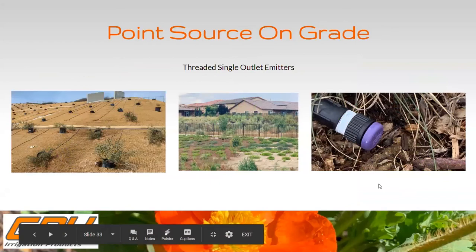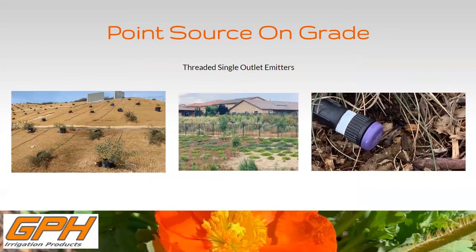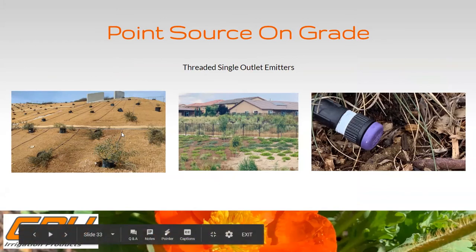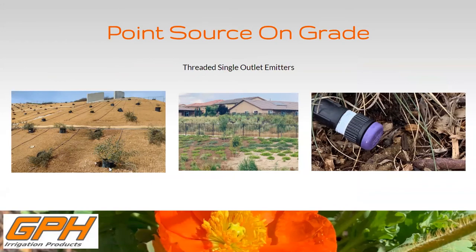This is a different example of point source on grade. This is using a threaded emitter, basically a 1/2 inch thread, on grade. This is a UVR lateral coming with a flex riser down to the plant. It's all on grade because it's on slope, but it will be covered with mulch. So it will look like this, a 1/2 covered slope, and this is the close-up of what that would look like. That's a different way to use point source on grade.